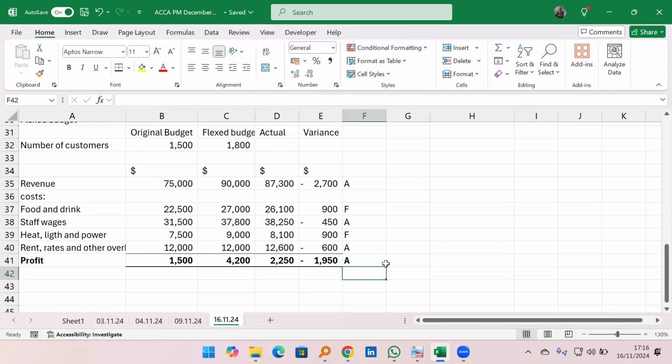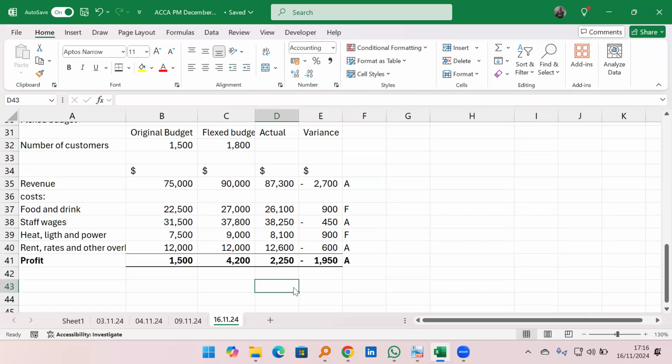And where was the problem? The revenue was low, lower than expected. Staff wages higher than expected, and the rent, rate and other overheads higher than expected. Okay, is that fine? Yes, yes, it is. Okay.